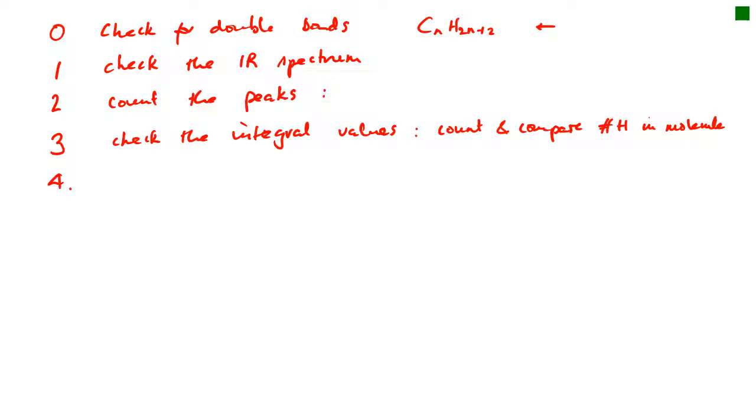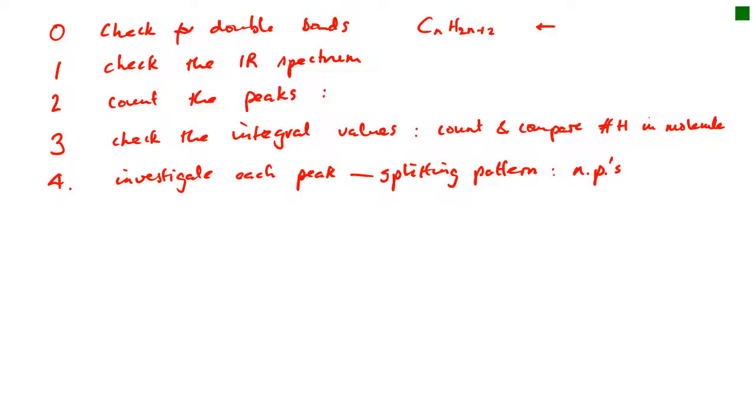Okay, so step number 4, you're going to investigate each peak. So peak by peak, you're going to go through it, and firstly, you're going to have a look at the splitting pattern, or you don't have to do it in this order, but you have to do all these activities. So you're going to have a look at the splitting pattern, and that's going to tell you about the neighbouring protons. And then you're also going to have a look at the chemical shift for that peak.